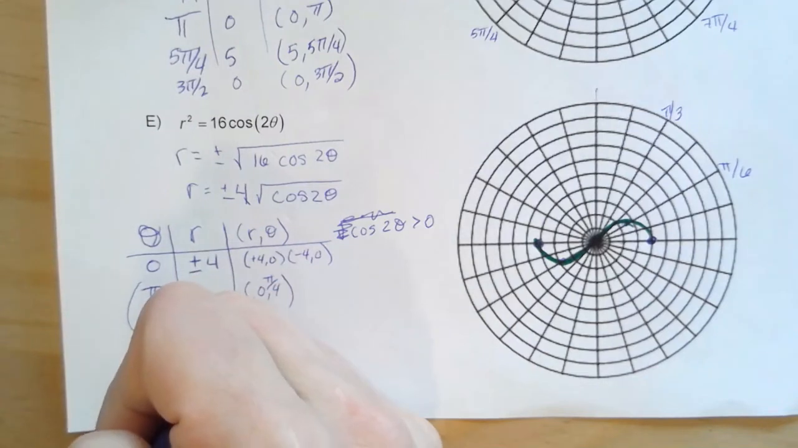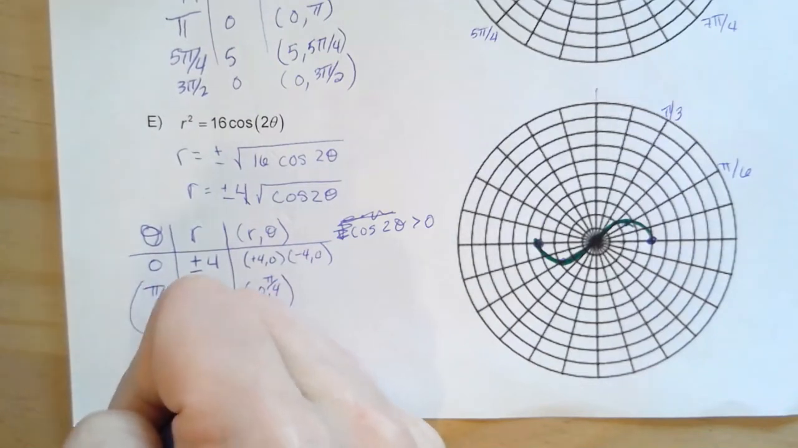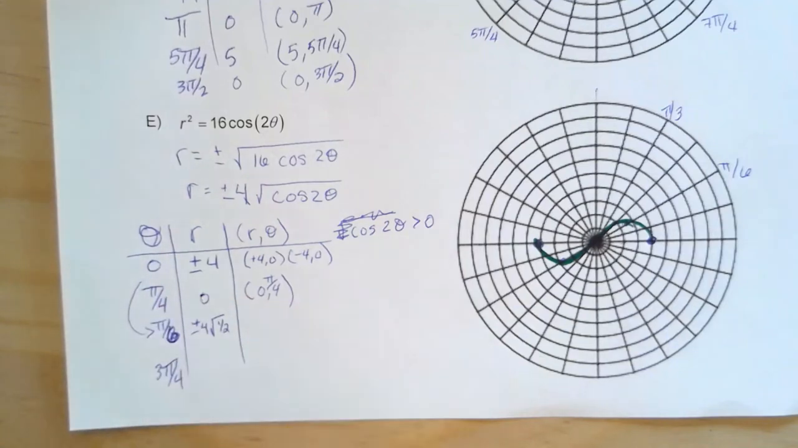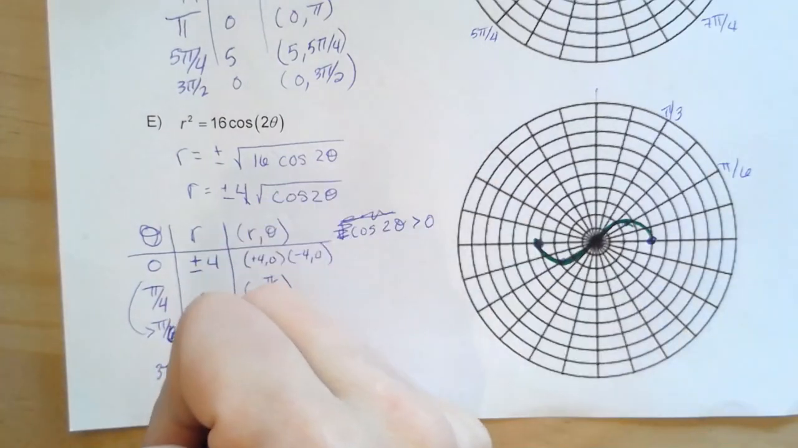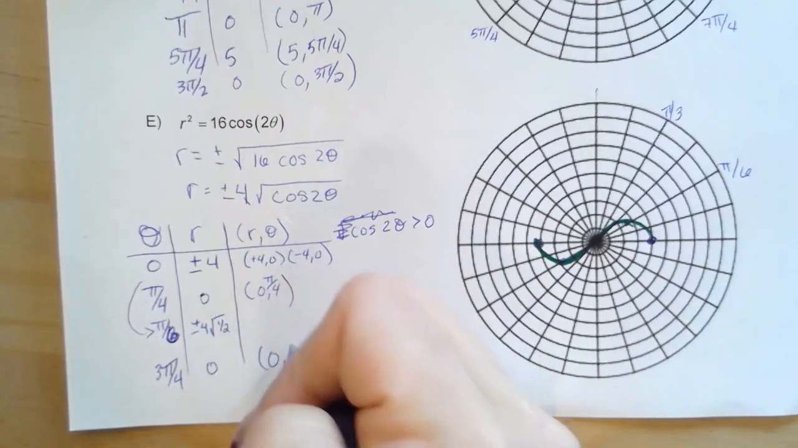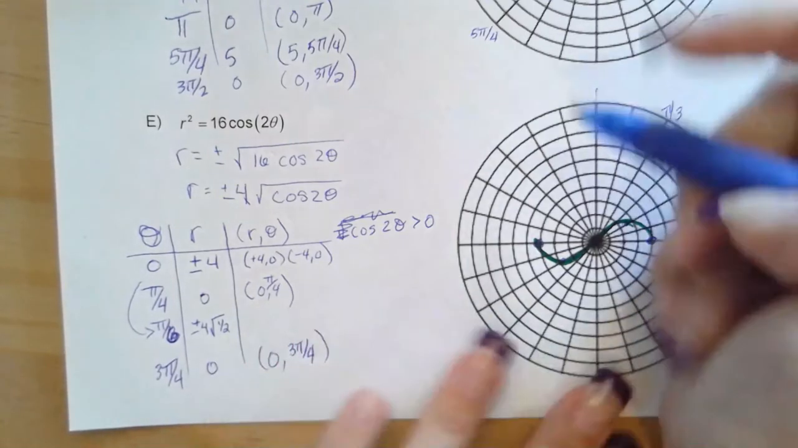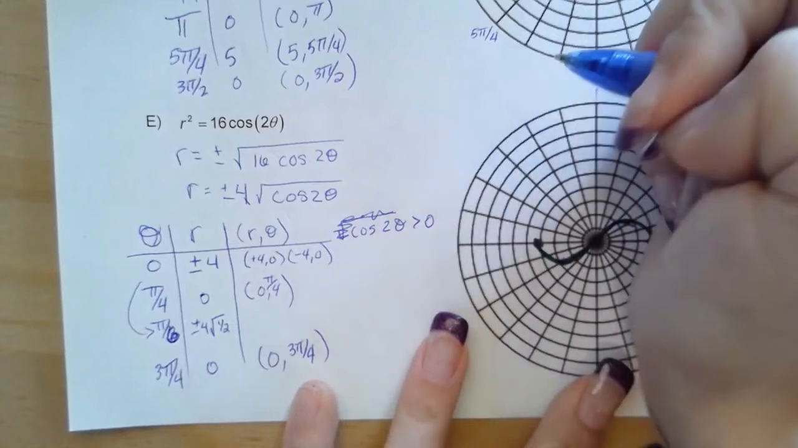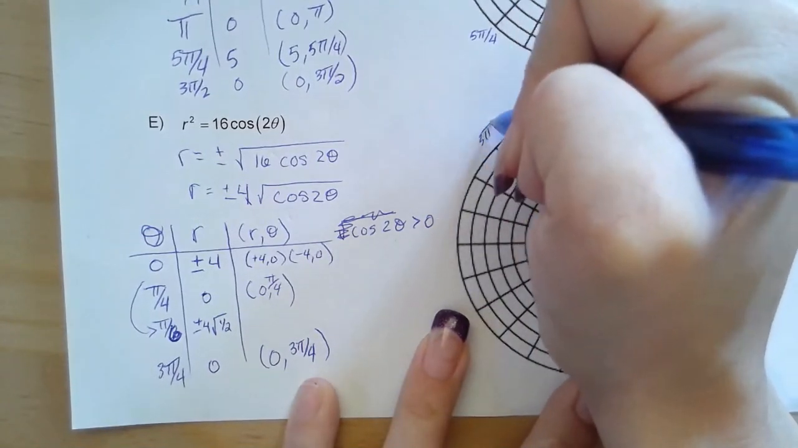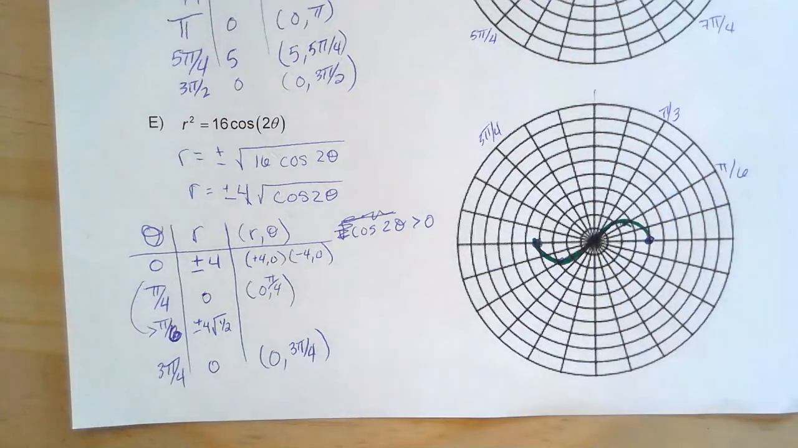Alright, let's try 3 pi over 4. Okay, 3 pi over 4 times 2 is 3 pi over 2. Cosine of 3 pi over 2 is 0. Square root of 0 is 0. 4 times 0. Okay, so we do have a point at 0, 3 pi over 4. So at 3 pi over 4, which is over here, we're back at 0. Okay, so I'm going to start there at 0.